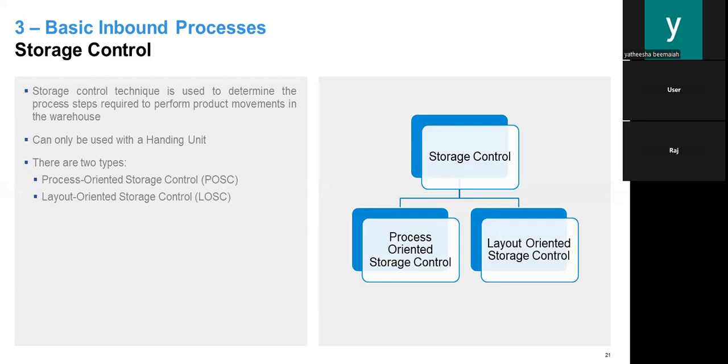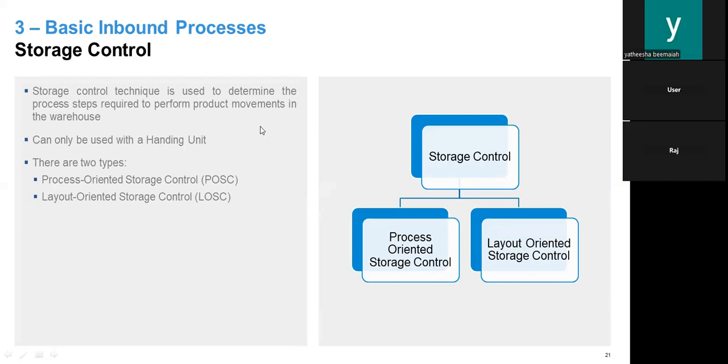So this is the storage control. I will just explain the high level of the functionality. This is mainly in the EWM. The storage control has two different ways: the process oriented storage control and the layout oriented storage control. This only works with the handling unit.